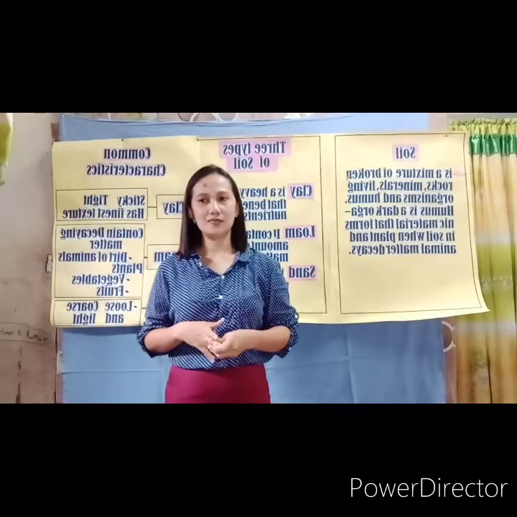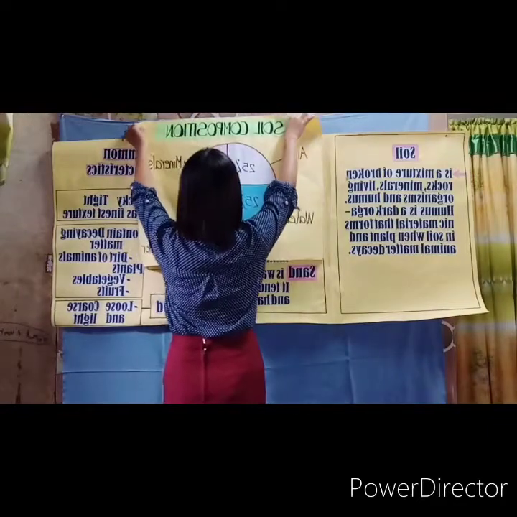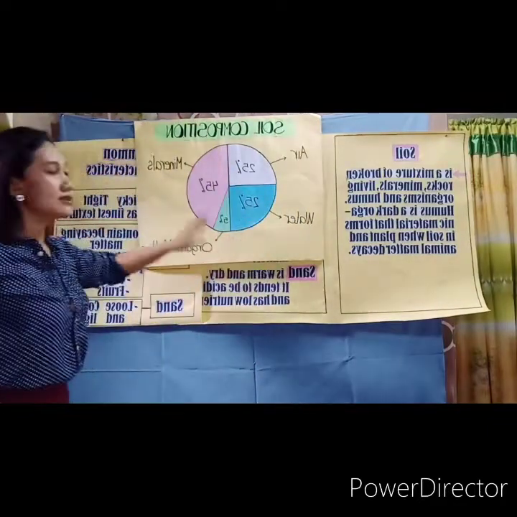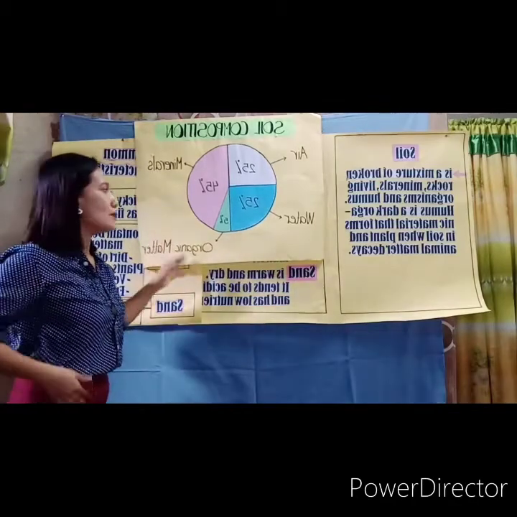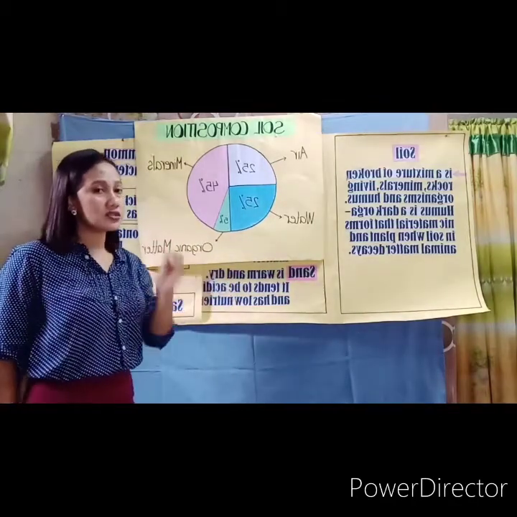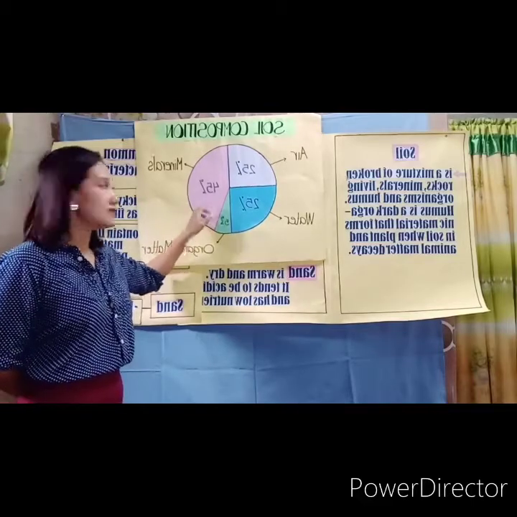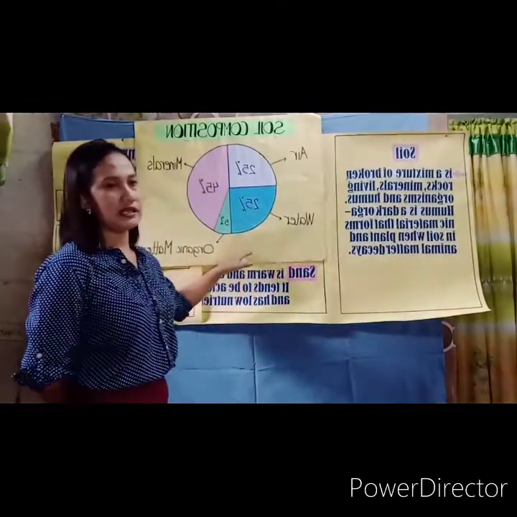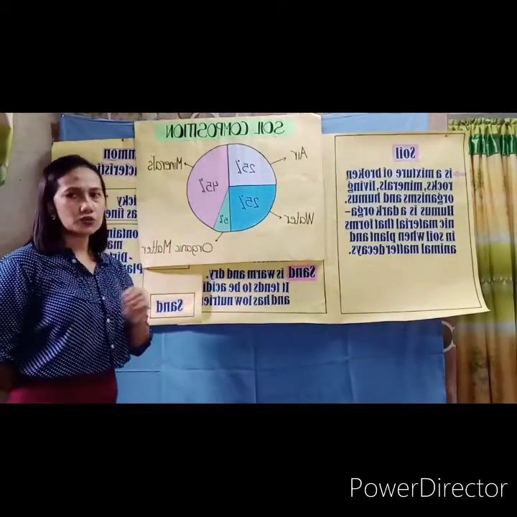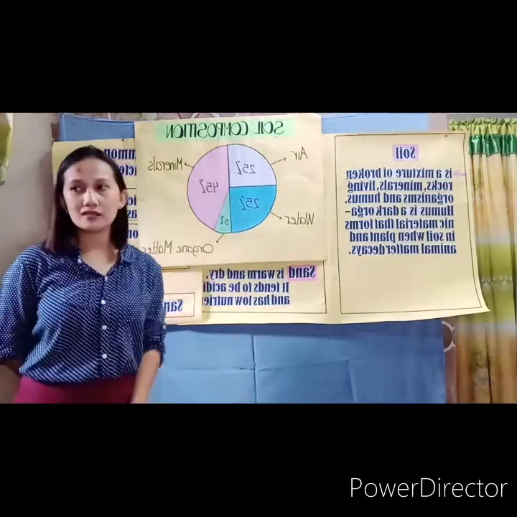Are you done, class? Now, what is the composition of soil? Here is the soil composition. It is a pie graph. It is an example to illustrate how much each composition of soil. Minerals has the biggest number, which is 45%, and both water and air have 25%. And living organisms, where we find organic matters like humus, have 5% only. Understand, class?